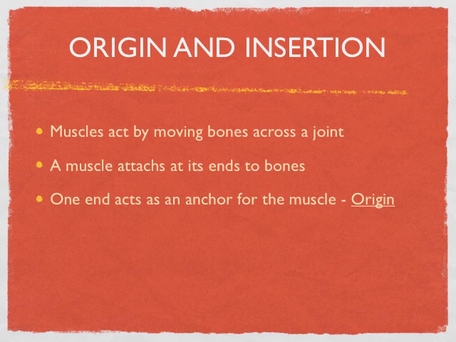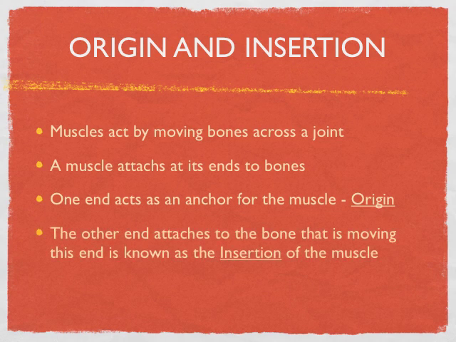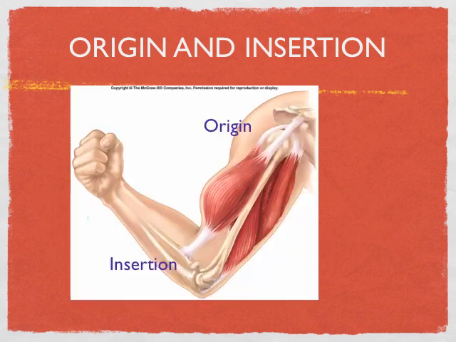That is the end of the muscle where you typically don't see any motion. The other end of the muscle is typically attached to the bone that is moving, and that end of the muscle and its attachment, literally where it's attached, is referred to as the insertion of the muscle. Okay, let's look at a simple example. This might help flesh it out.